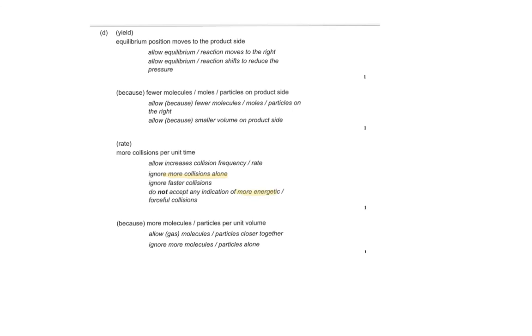Do not accept anything about energy. We've talked about this as well. Remember, pressure is about frequency of collisions. And the reason there are more collisions, and more frequent collisions, I should say, is because there are more particles per unit volume, or you could say that there are more molecules and particles closer together. So in the amount of space they've got, they are a lot closer together. So that's your 4 marks there.